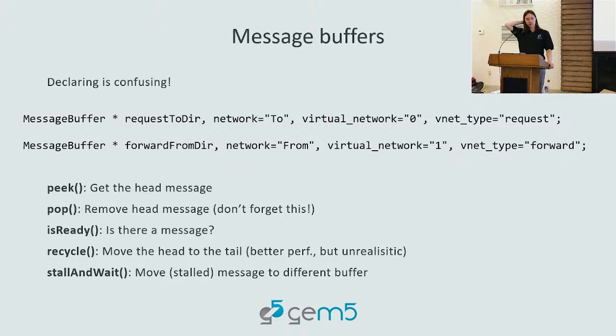Okay, so that's the cache memory. That's one of the first parameters you have. Another parameter is message buffers. So again, these are the way you communicate with the network and send messages to other state machines in the system.